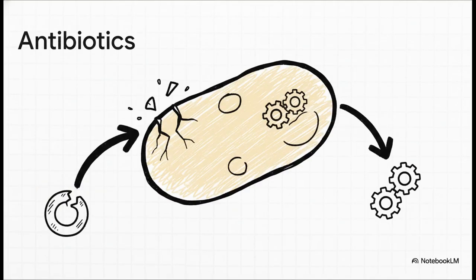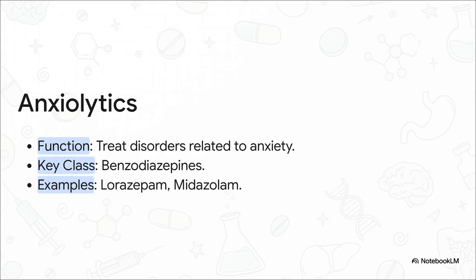Next up, let's talk about anti-infectives, like antibiotics. These guys are our frontline fighters against bacterial infections, and they have different strategies, which is pretty cool. For example, penicillins work by smashing down the bacteria's cell wall, while others, like tetracyclines, stop the bacteria from making proteins it needs to survive. Now, heading back to that nervous system aisle, we find drugs like antidepressants and anxiolytics. As you know, these are for treating mood and anxiety disorders. A really important class here is the benzodiazepines, which includes widely used medications like lorazepam and midazolam.